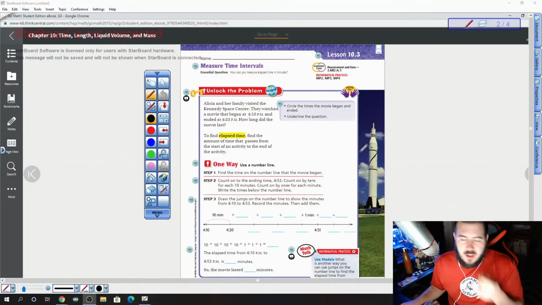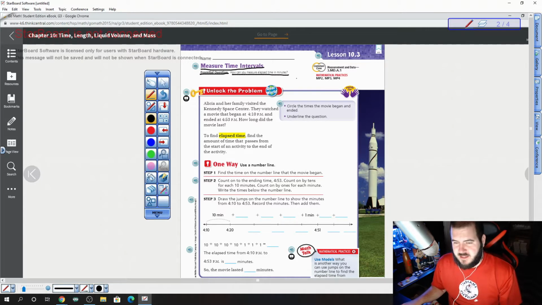Lesson 10.3 is on measuring time intervals. Our essential question is, how can you measure elapsed time in minutes? Elapsed time, we're going to find out what that means right down here. But first, our question is, Alicia and her family visited the Kennedy Space Center. They watched a movie that began at 4:10 p.m. That's important. And ended at 4:53 p.m. Also important. We want to know, how long did the movie last?